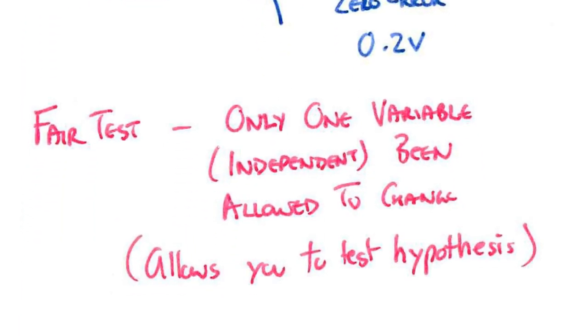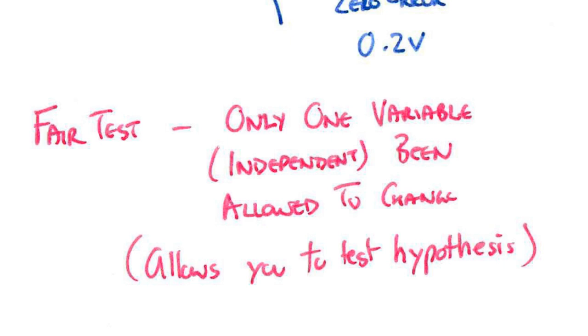A fair test is basically an experiment where only one variable has been allowed to change, and that is the independent variable, and it allows you to test the hypothesis. Now the reason I'm saying this is that very often they'll ask you a question, why have they only changed one variable? And students write down, not to make it a fair test.